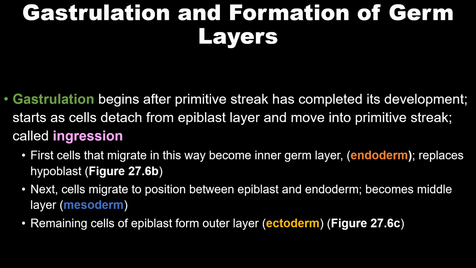After the endoderm has become established, the next cells that migrate move to a position between the epiblast and the endoderm, becoming a middle layer, the mesoderm. All of the remaining cells of the epiblast form the outer layer called the ectoderm. And by the end of week 3, all 3 primary germ layers have formed, making the embryo a trilaminar embryonic disc. At this point, the ectoderm and the endoderm are tightly packed and surround the loosely organized mesoderm.